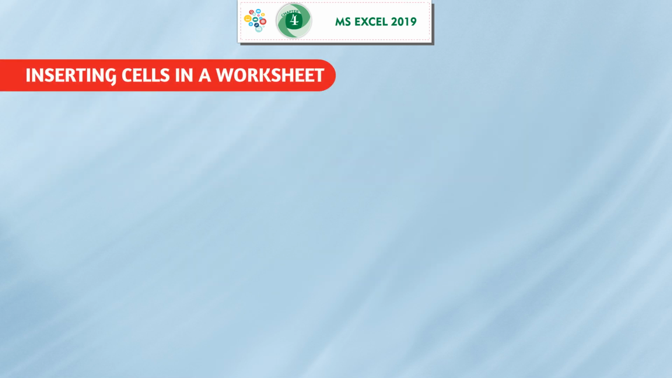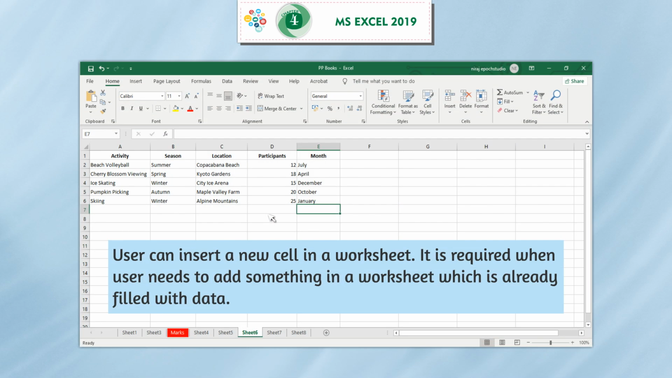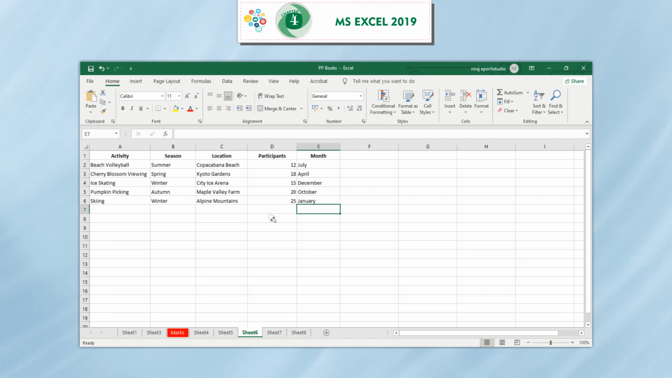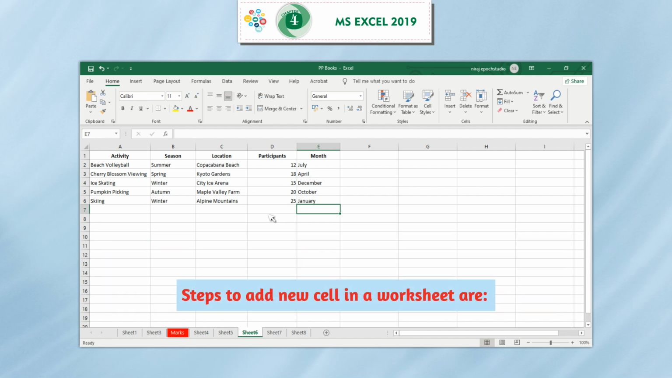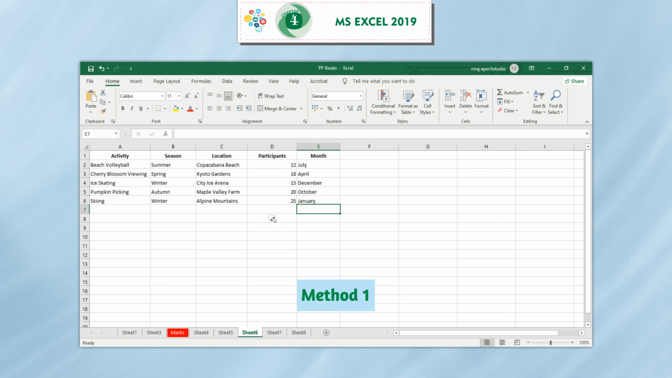Inserting cells in a worksheet. A user can insert a new cell in a worksheet. It is required when the user needs to add something in a worksheet which is already filled with data. Steps to add a new cell in a worksheet are: Method 1.